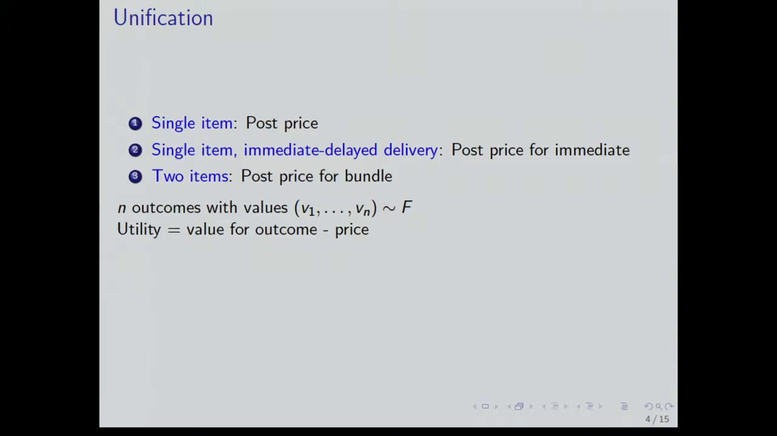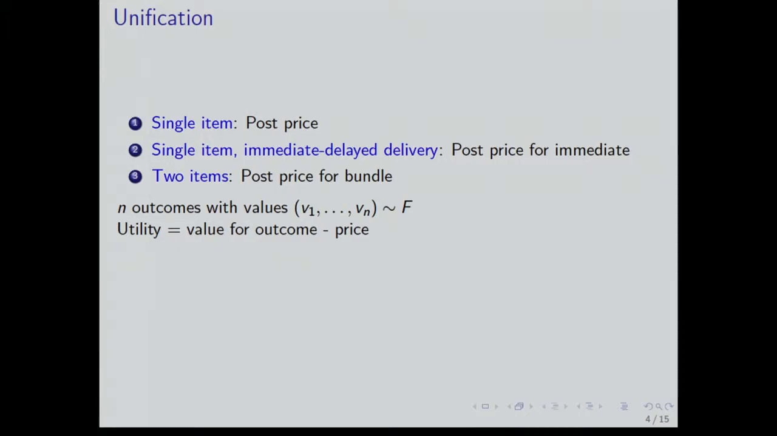This is all the model that we're going to use today: there are n outcomes. The buyer has value v_i for outcome i. This profile of values is going to be coming from some joint distribution. And there is a 0 outcome for which the buyer has no value. And the utility of the buyer is the value for the outcome that the mechanism chooses minus the payment.